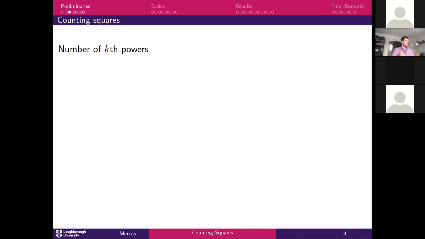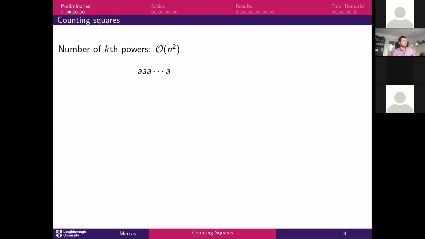And then when you're going into counting, you can look, for example, at the number of kth powers. If you're counting just squares, in a word you can have as many as a quadratic number of squares. Taking any unary word, every even length factor will be a square, so counting them over and over, you have quite a lot.